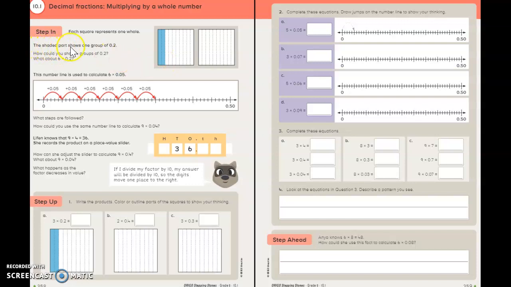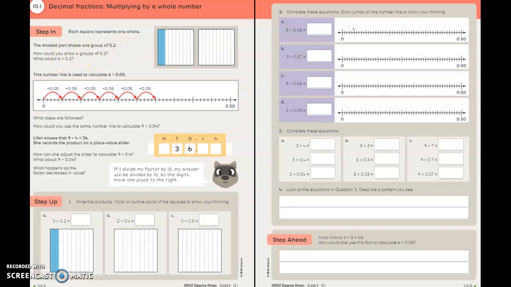It says the shaded part shows one group of 2/10. Well, we know that to be true because we see 2/10 that are shaded. I see one here and one here. That represents 2/10. So the question they're asking is, how could you show 4 groups of 2/10? What about 6 times 2/10? I'm going to start here where it says, how could you show 4 groups of 2/10?